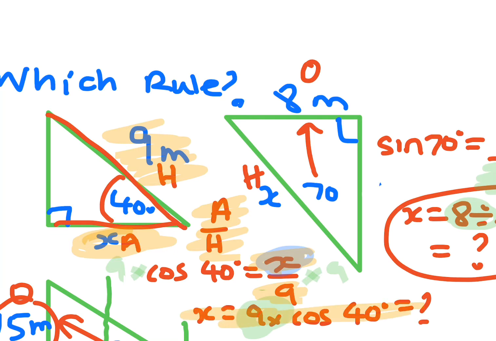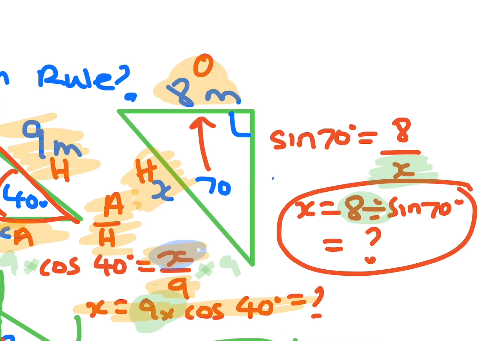When you look at this one, the second one, the opposite was the 8, not the x. So the x came second, it was the hypotenuse. So then look what happened. You get 8 first over x. So x turned out at the bottom, that's why you end up dividing.